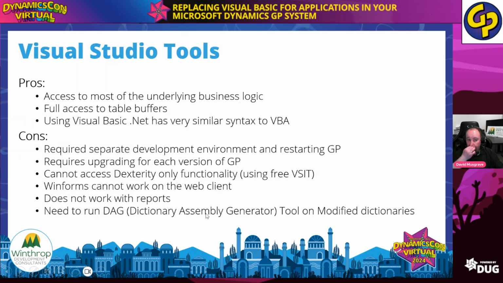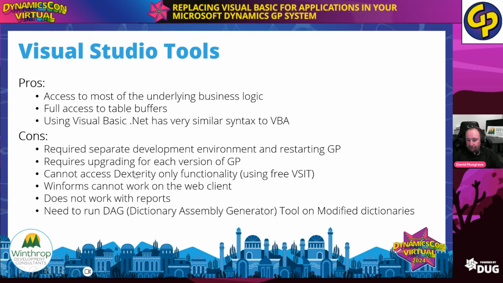If you were to use Visual Studio Tools, we do have access to most of the underlying business logic. It's about 92% of the functions and procedures that are available. The ones that are not available are because they're using some sort of parameter that is not compatible with Visual Studio, something that Dexterity can do that Visual Studio doesn't like. You do have access to the table buffers. And if you use Visual Basic.NET, the syntax is very similar. Again, it does require a separate development environment. It does require you to restart GP each time, and it does need upgrading every time you update your GP.